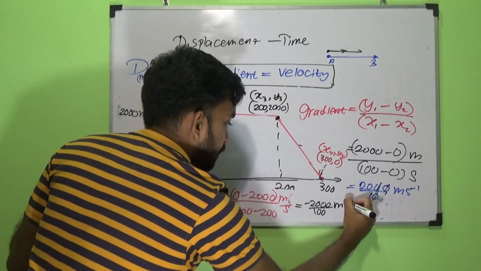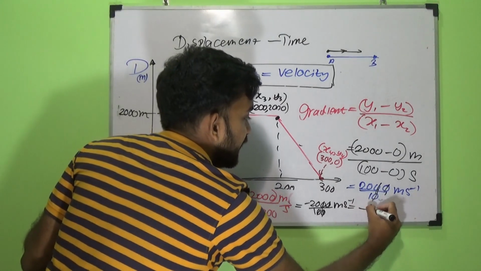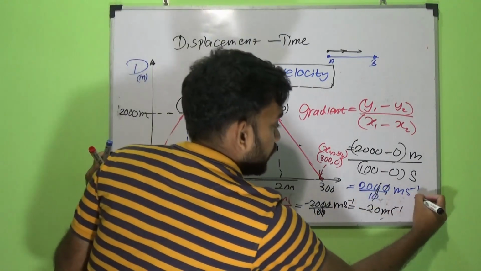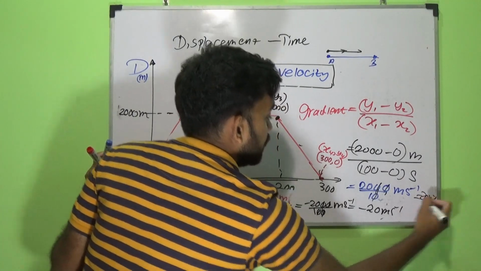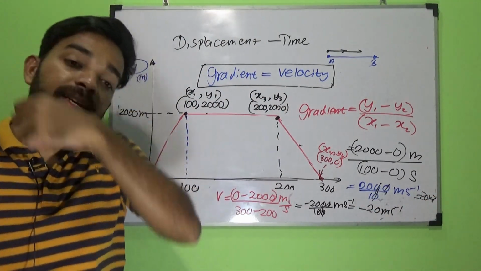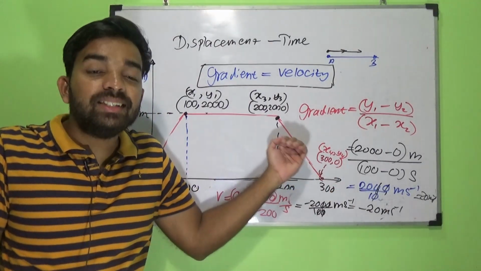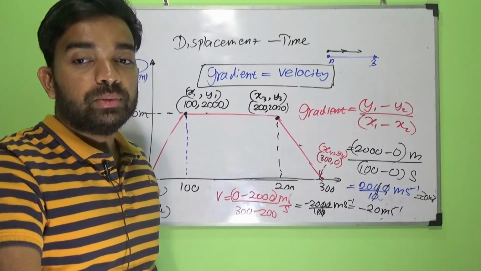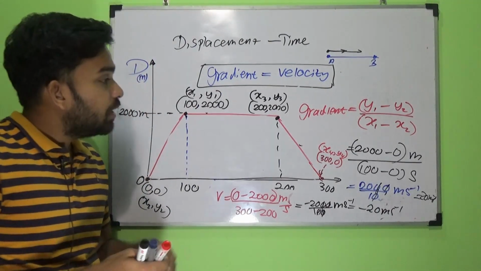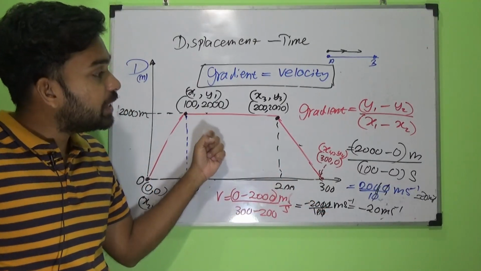Negative 2000 divided by 100 m s^-1. The zeros cancel out. This is negative 20 m s^-1. In the previous one it was positive 20. Why is this negative 20 now? Velocity is a vector, as I said to you. This is coming back, and since this is coming back, it is negative. Understood? So this is everything you get in a displacement time graph.